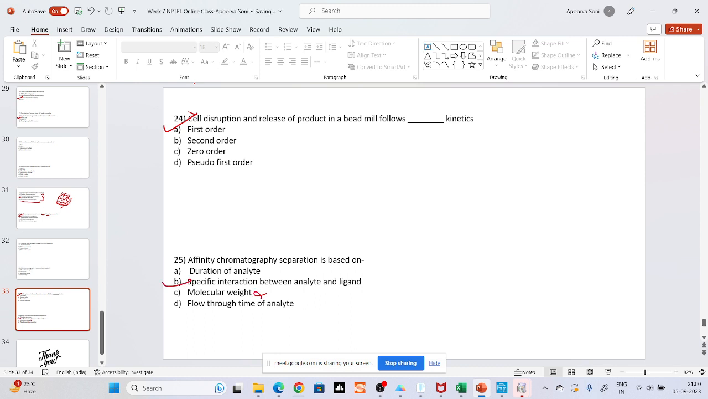So you have to understand affinity chromatography: affinity means what? What is the affinity of the analyte with the matrix? Basically in affinity chromatography, this is your column and this is your matrix. The matrix has some kinds of molecules attached, and some of the analytes that you are providing, that you want to separate, have affinity towards those molecules, and those are actually the ligands. Therefore the affinity chromatography separation is based on specific interaction between analyte and ligand. Okay, so I hope this was clear to you.